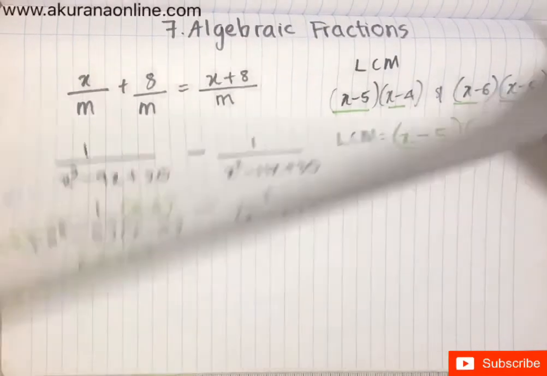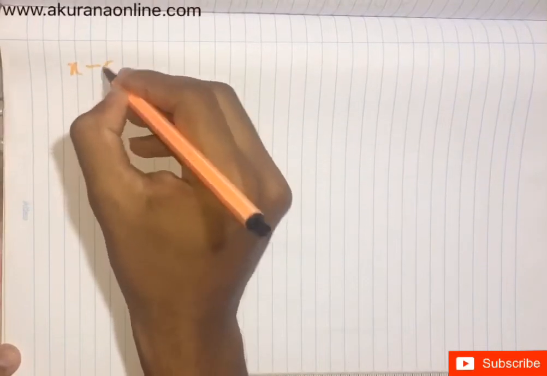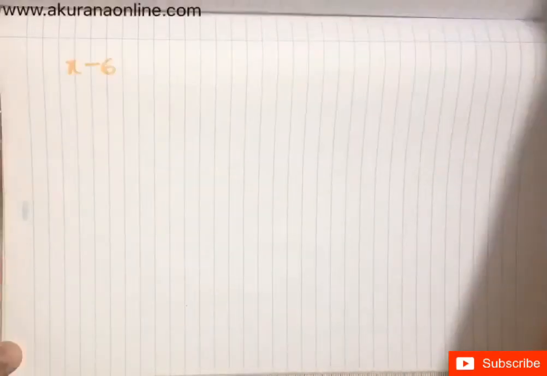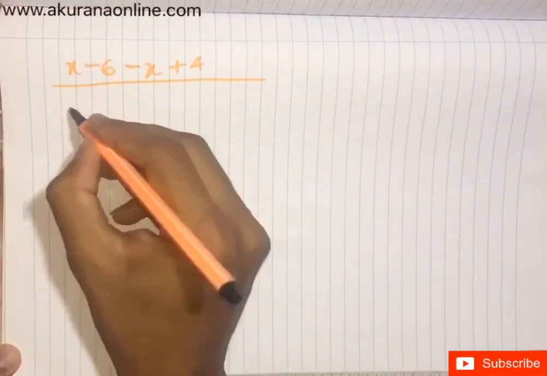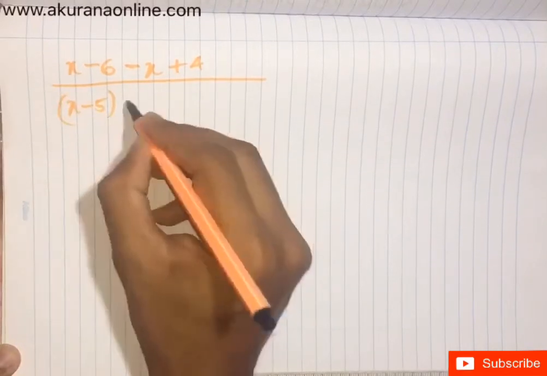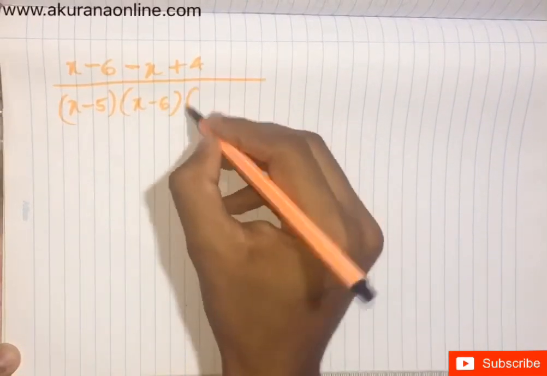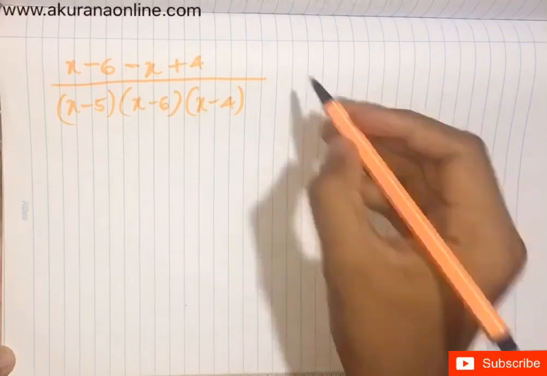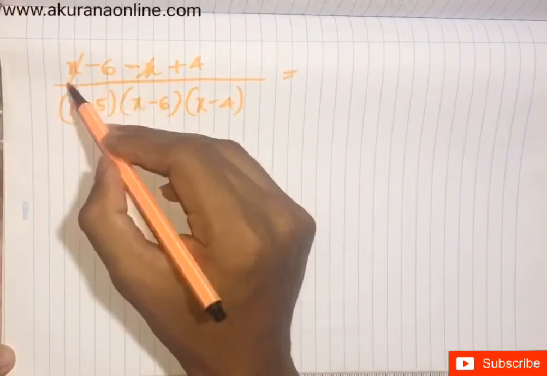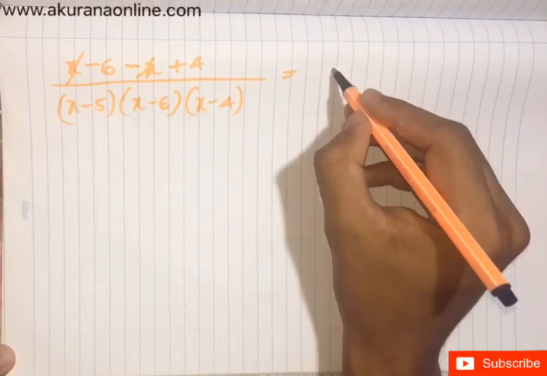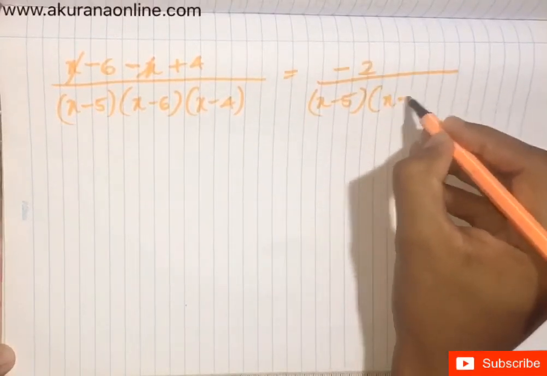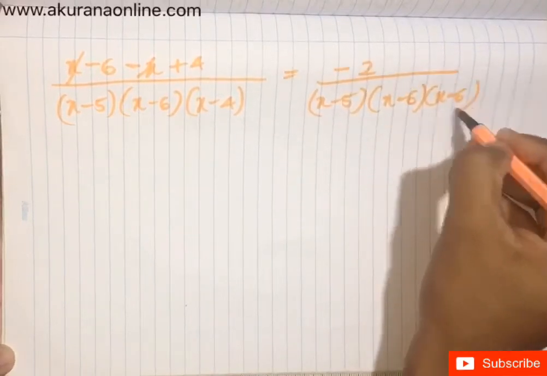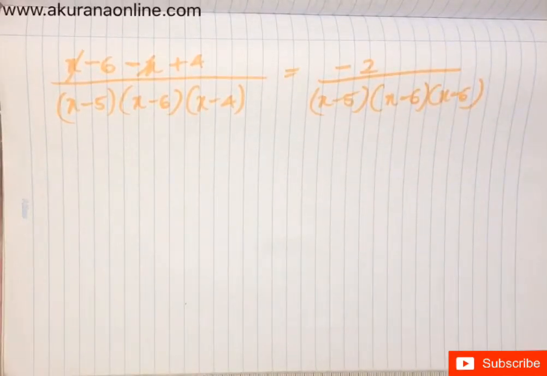Therefore x minus 6, x minus 6, and then minus x and plus 4, minus x and plus 4. In the denominator you have x minus 5, x minus 6, and then x minus 4, right? Okay, now when you solve, the x terms will get cancelled off, and finally you have minus 2 over x minus 5 and x minus 6. Okay, this is done.